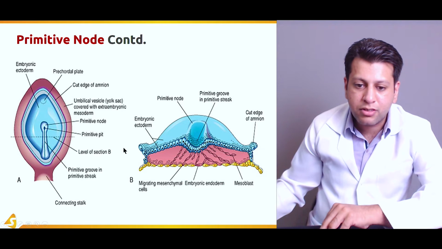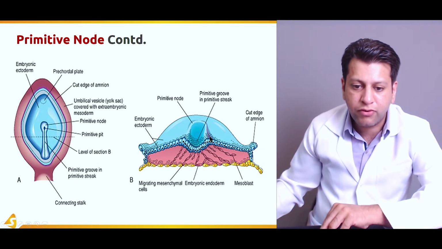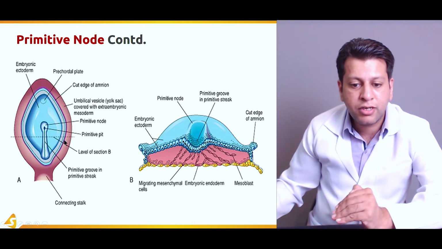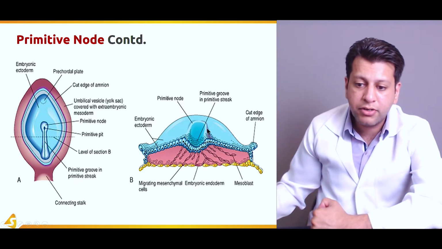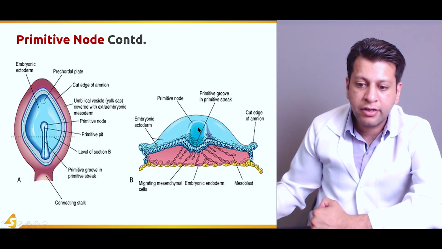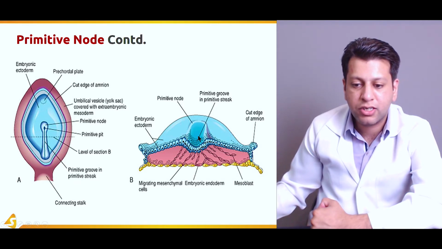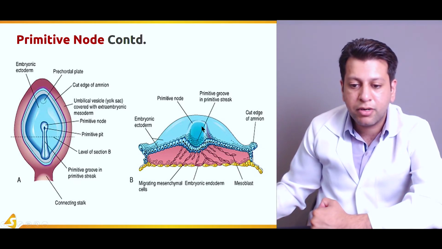Now this is the same view at this level. If you cut this embryo at this level, this is exactly how it appears. You can appreciate this is the primitive node and pit area. Instead of becoming a streak, it has become a groove-like structure. The cells have become numerous enough to appear like a groove. This is the primitive groove.